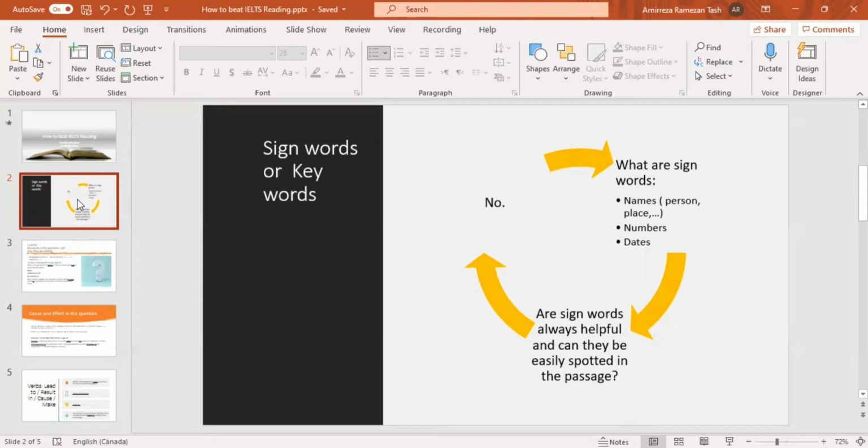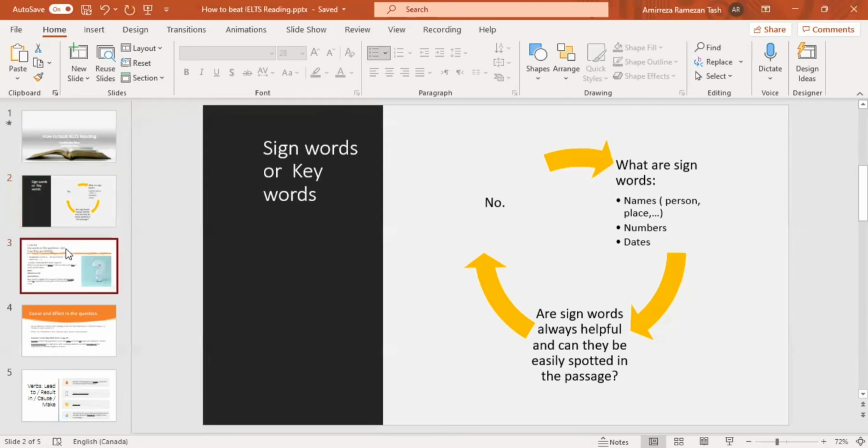As I said, I will talk about sign words later, but just keep in mind that sign words are not always helpful, and they are actually a double-edged sword. They can be, let's say, at the cost of losing some marks sometimes. So it is better not to focus just on sign words.